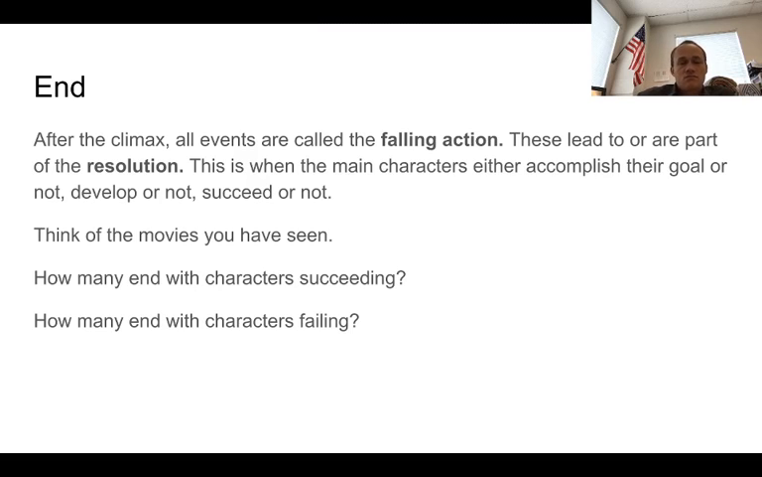Think of the movies that you've seen. How many of them end with the character succeeding? Good triumphing over evil. But how many end with characters losing, or evil triumphing over good? I can think of at least one where evil wins. Star Wars episode, what is that, 3? It's pretty dark. Evil has pretty much slaughtered all the Jedi, right? There's this one with Kate Hudson, I think it's called The Skeleton Key, where her body gets taken over by some voodoo person. And that's how they leave you. They lost miserably there.